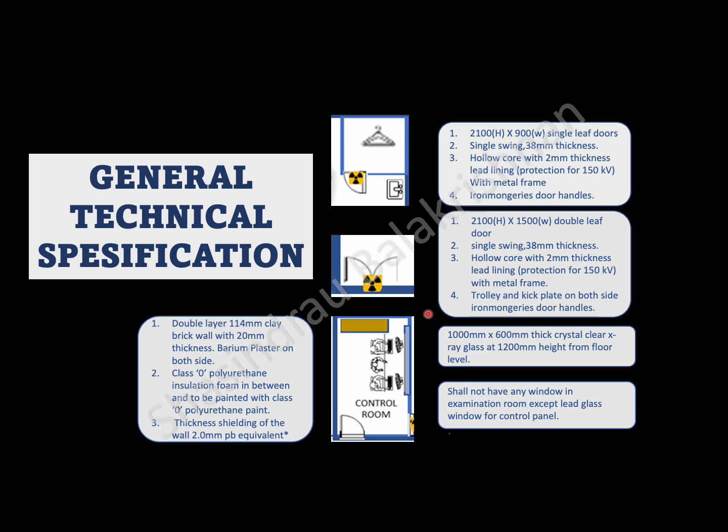A crystal-clear lead glass viewing window, 1,000 mm x 600 mm, is installed in the control room wall at a height of 1,200 mm from the floor, allowing visual contact with patients during examinations. To maintain radiation integrity, no other windows are allowed in the examination room apart from this dedicated lead glass panel.